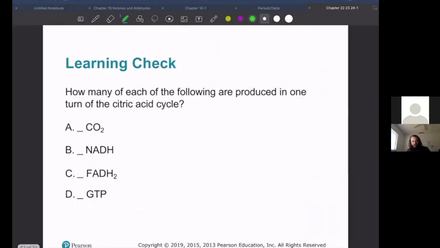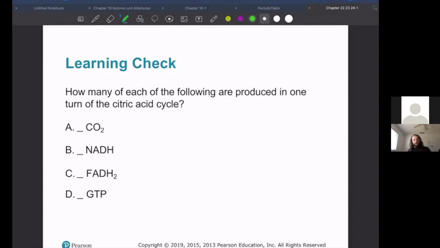Okay, so how many of each molecule are produced in 1 turn of the citric acid cycle? This is the important part. This is what I want you guys to know about these different metabolic processes. We don't have to know the individual steps. We don't have to know that it's citrate and then isocitrate, whatever. We don't have to know the enzymes that are doing all the work. We need to know the net result of these different metabolic steps. That's why I'm over and over again going over that sort of thing in these lectures.